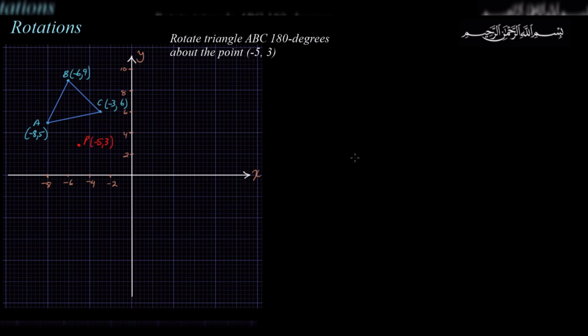Okay, here's an interesting question. This is an example from the book. I think it's a pretty cool example. This one says, rotate triangle ABC 180 degrees. We're assuming it's going to be counterclockwise by convention. 180 degrees about the point -5, 3.